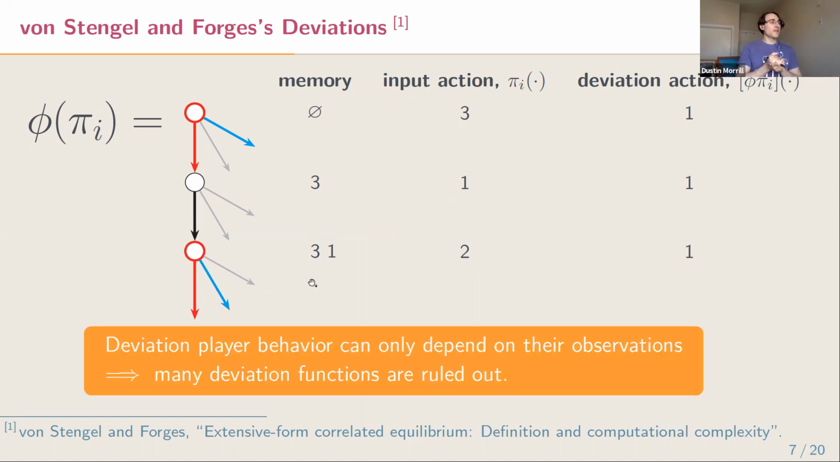So notice then that the deviation player's behavior can only depend on their observations earlier in the game, which rules out deviation functions of the form that change the part of the strategy at the beginning of the game based on what that strategy does at the end of the game. So this rules out a bunch of those functions.